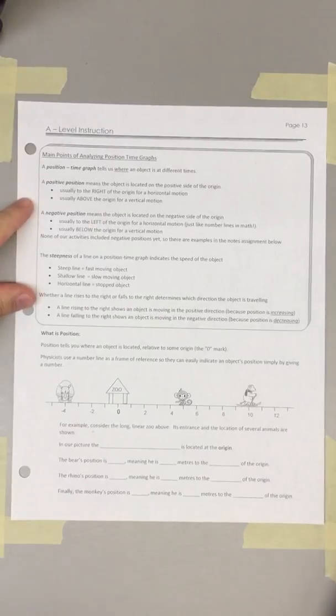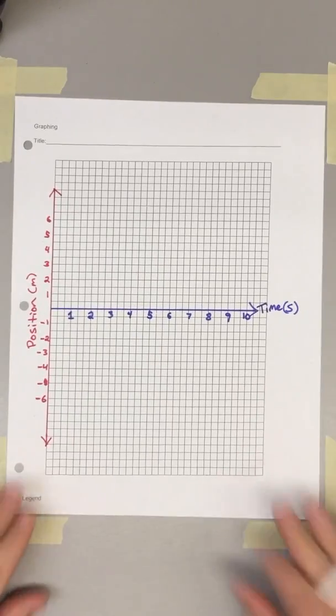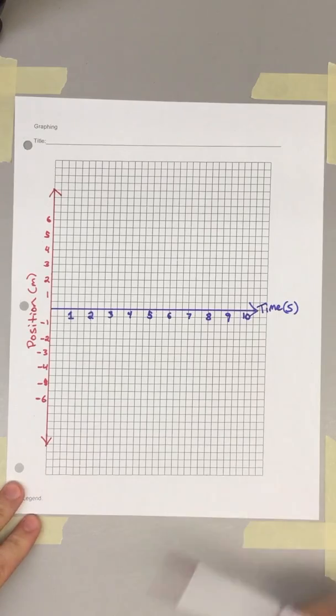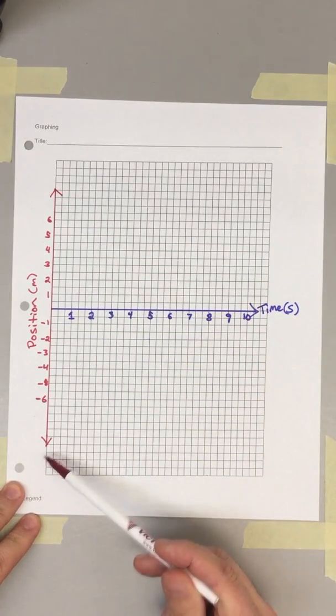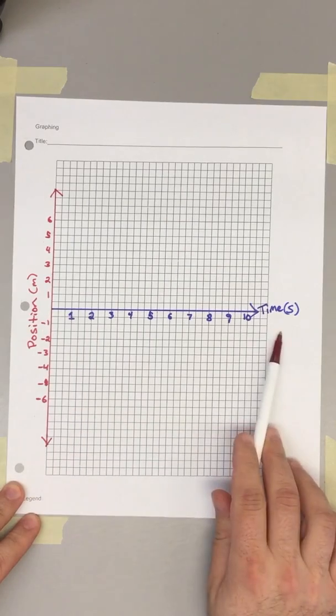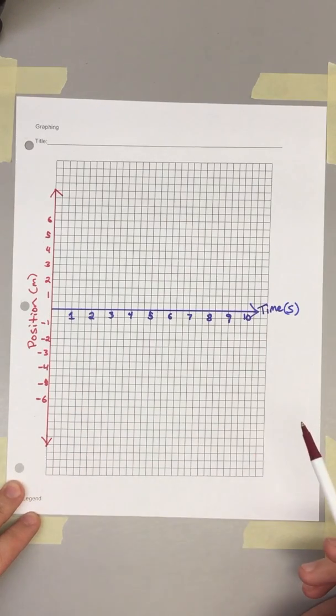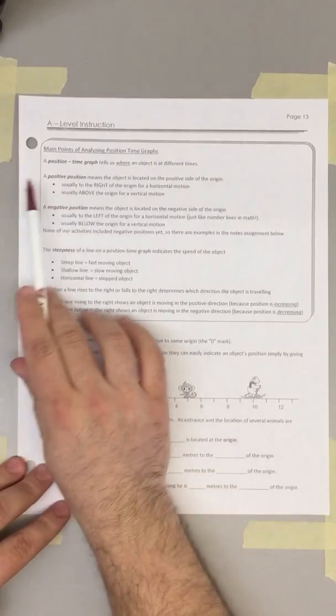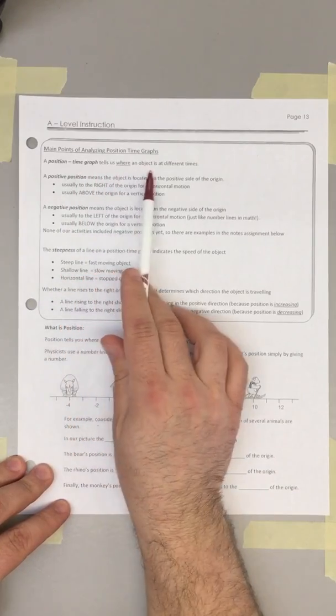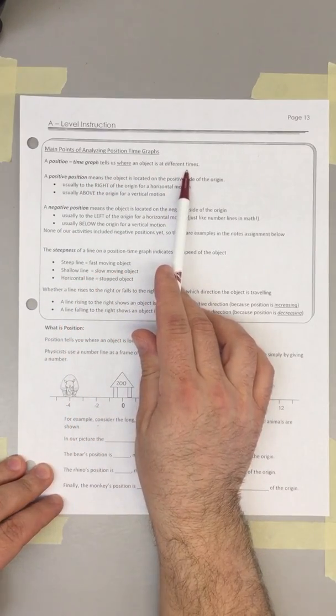All right, so what is a position time graph? Well, this is a position time graph. We simply have position on our vertical y-axis, and we have time on our horizontal x-axis. You guys have seen graphs before. We're not reinventing the wheel. This is what it looks like. What does it tell you? Well, a position time graph tells us where an object is at different times.